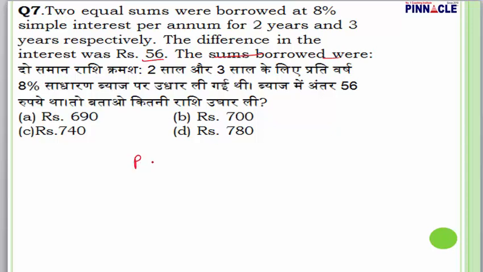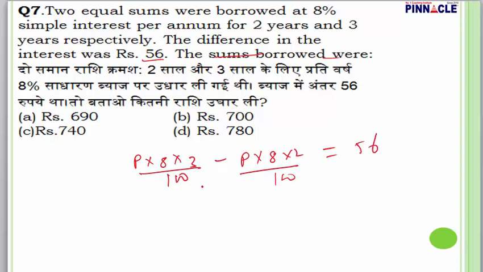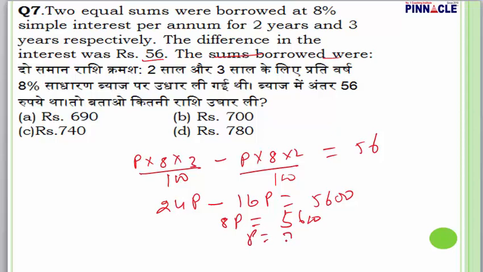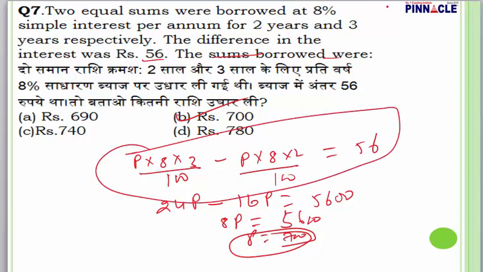So you can write P into R, that is 8%, into time, that is 3 years, divided by 100, minus P into 8 into 2 divided by 100. The difference in the interest is 56. Now 24P minus 16P is equal to 56, and taking 1 by 100 common, it becomes 5600. So 8P is equal to 5600, and the P value would be 700. Answer is B. This variety is very important.